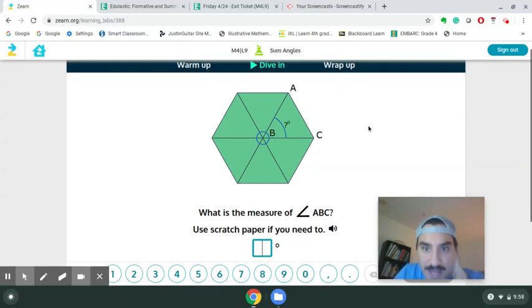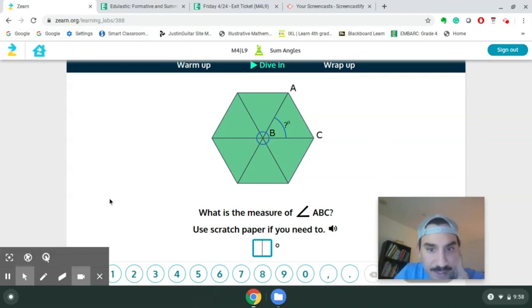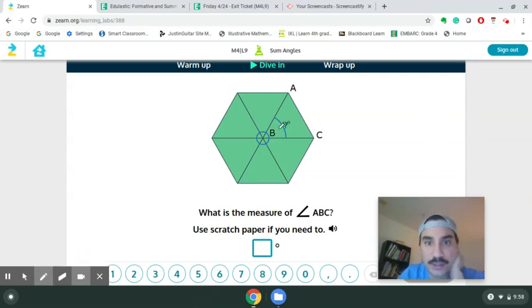What is the measure of angle A, B, C? Use scratch paper if you need to. I want to know what you guys think. So if you're looking for just this angle here, you have to start by thinking about the shape. So what shape is this? If you know the shape without looking it up on Google, because you know Google could just give us the answer really easily, go to Google Classroom and tell me what it is. You can pause the video now if you want to go write that in.